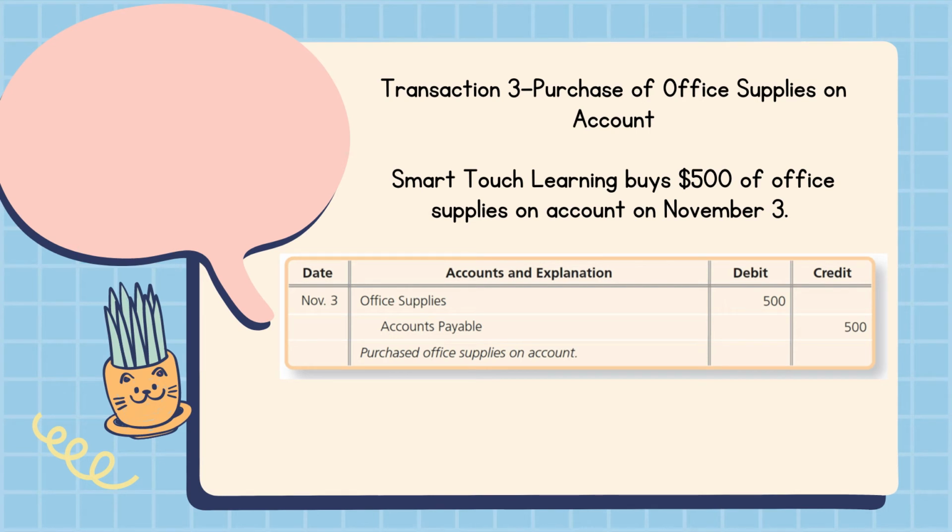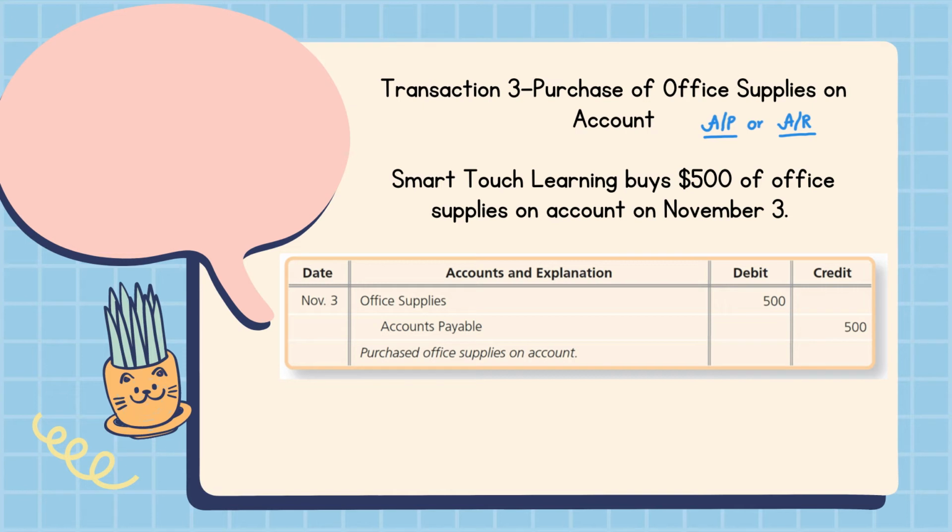Transaction 3, purchase of office supplies on account. As we said before, on account, it might be accounts payable or accounts receivable. If I'm gonna pay money later, it's gonna be accounts payable. If I'm gonna receive money later, it's gonna be accounts receivable.